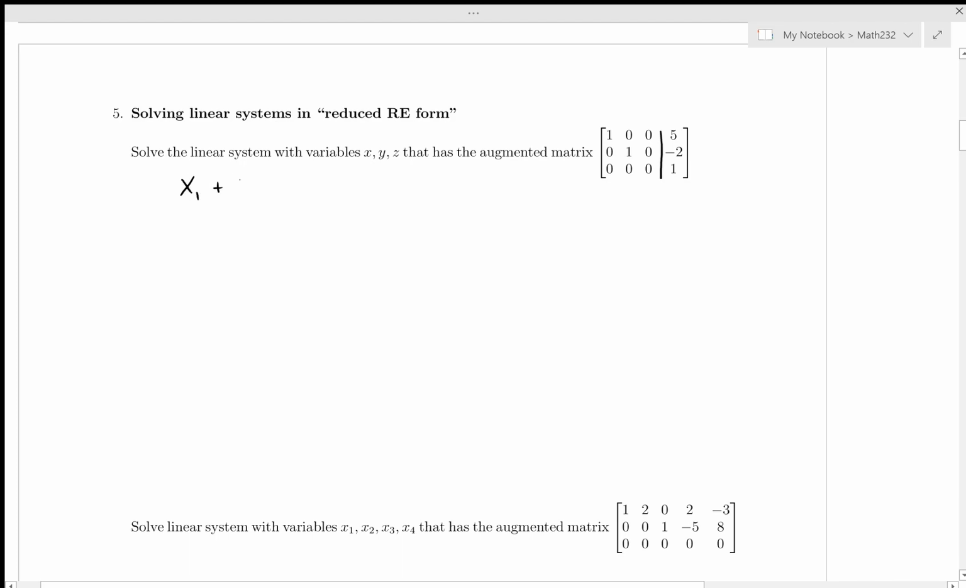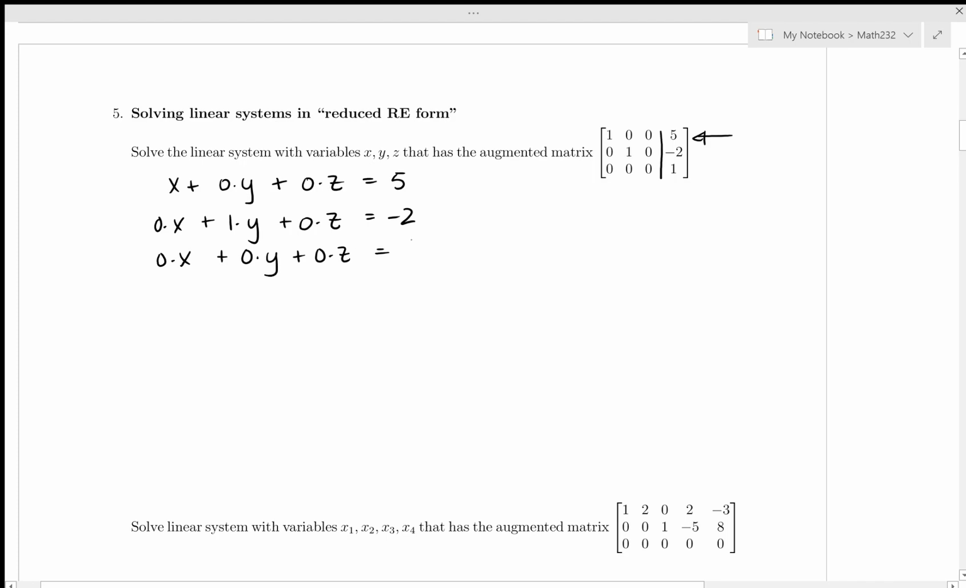x plus 0 times y plus 0 times z is equal to 5. That is what the first row is telling me. That is the first equation in this system of linear equations. The second equation is telling me that 0 times x plus 1 times y plus 0 times z is equal to -2. The third equation is telling me that 0 times x plus 0 times y plus 0 times z is equal to 1.